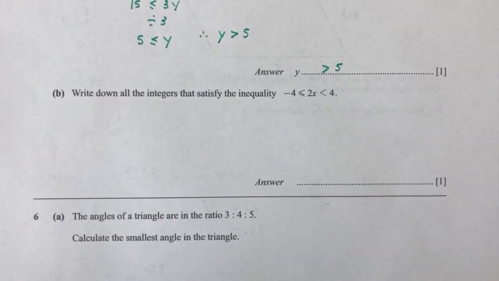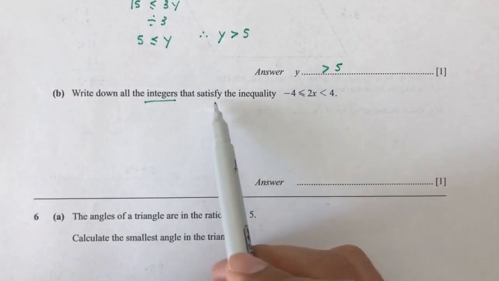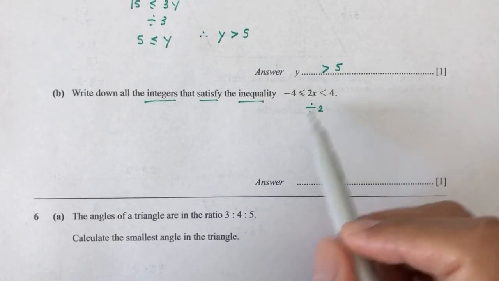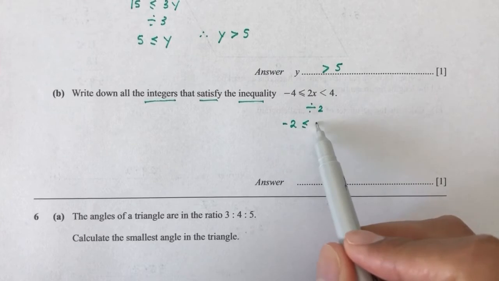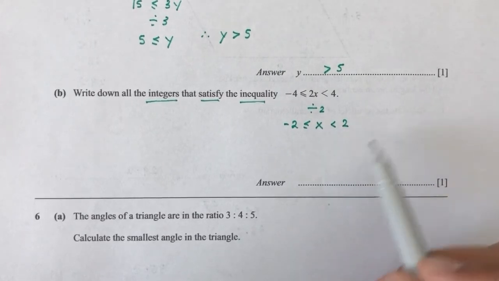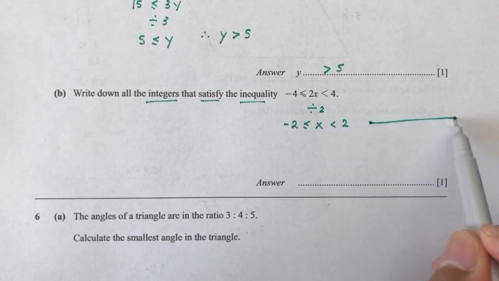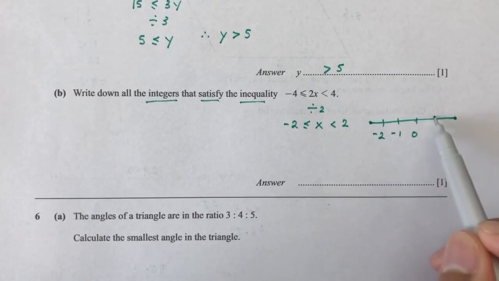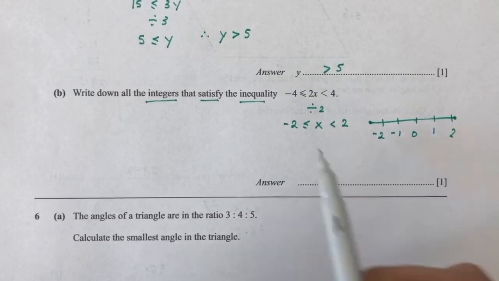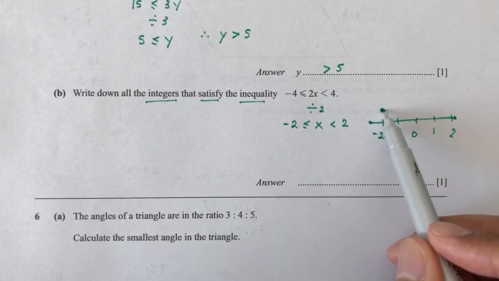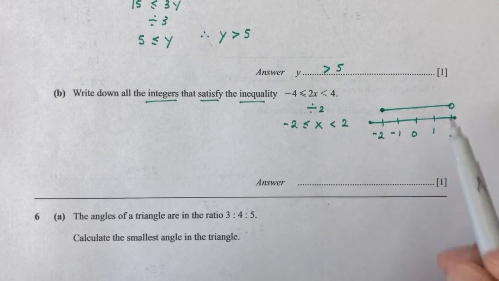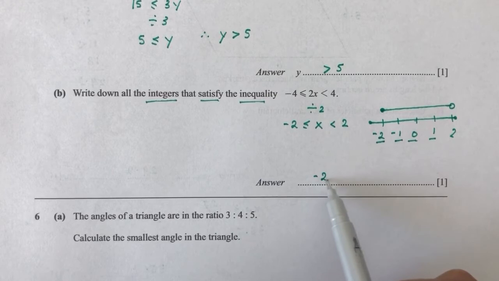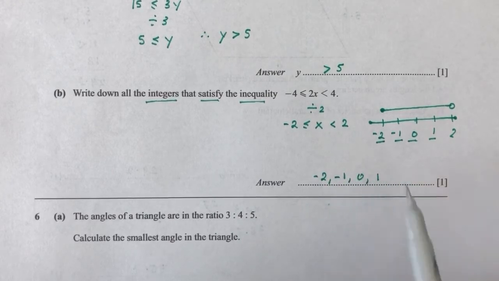Now part B, write down all the integers that satisfy the inequality. We first have to divide by 2 everywhere. So we have minus 2 less than x and less than 2. Here we have the line: minus 2, minus 1, 0, 1, and 2. Here it is inclusive, and here it is not inclusive. So the possible answers will be this, this, this, and this: minus 2, minus 1, 0, and 1.